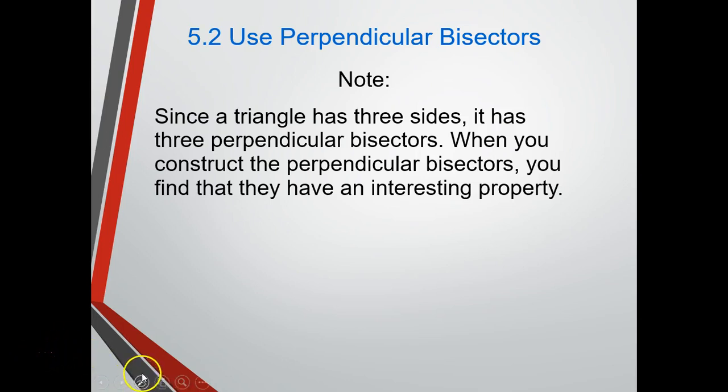Okay, so here's a little note about perpendicular bisectors in triangles. Since a triangle has three sides, it has three perpendicular bisectors. When you construct the perpendicular bisectors, you find that they have interesting properties. So let's look at some of those properties.